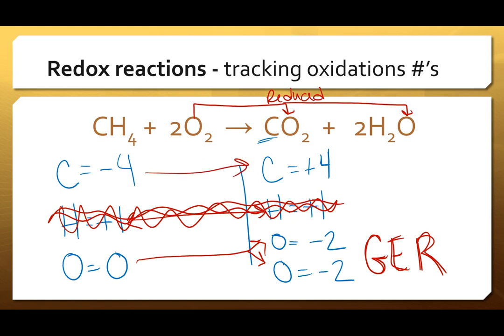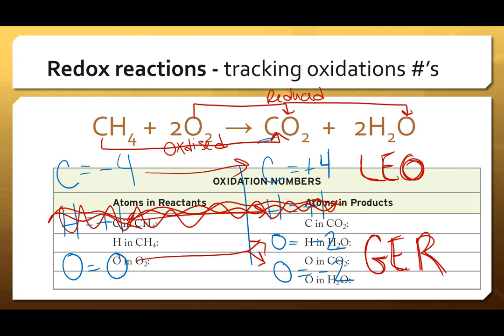Now let's look at carbon. Carbon went from -4 all the way to +4. So to go from -4 to +4, you've got to get rid of negatively charged particles. So in this case, it lost 8 electrons. So this is our Leo. So lose electrons, oxidize. So carbon reactant to carbon product is an oxidation or oxidized. Okay. So that's tracking oxidation numbers in a chemical reaction.